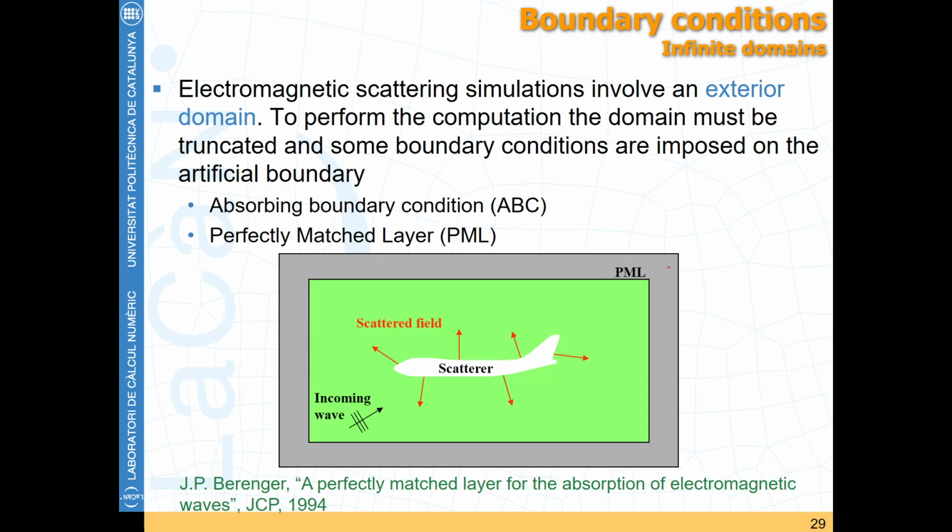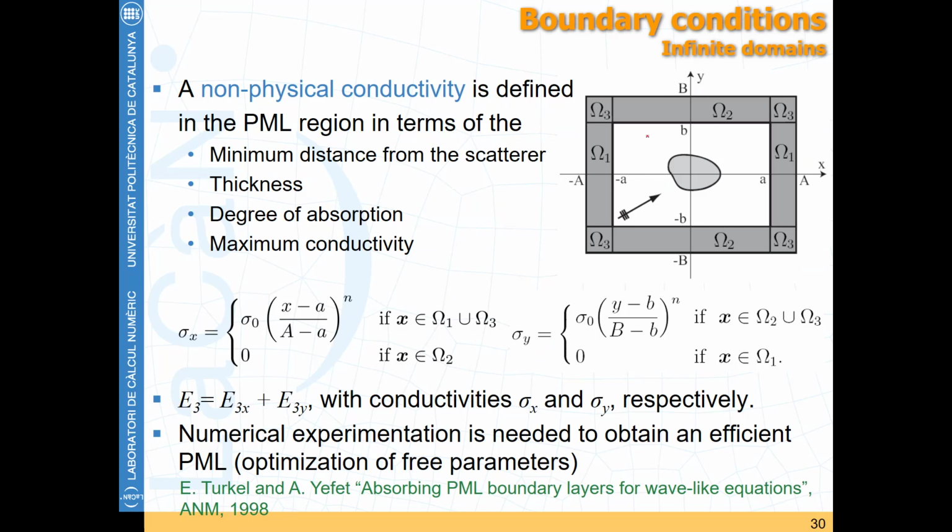PML is a perfectly matched layer, so we have a layer that perfectly matches the infinite condition. There are different ways of simulating this infinite-like boundary, and one way is this PML. So we are going to have some artificial conductivity in here. We have the perfectly matched layer outside of our domain, and we're going to introduce some conductivity for this quadrilateral.